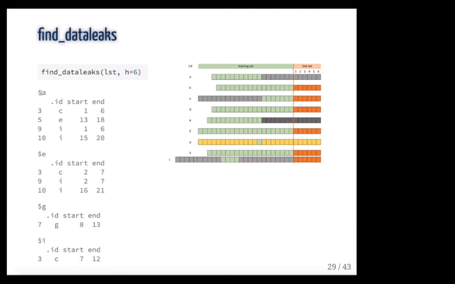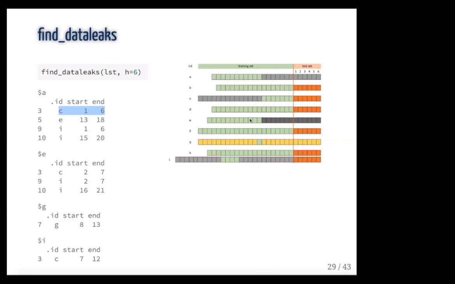Here is the output. The output says the last part of the training period of series A perfectly correlates with the observations from 1 to 6 in series C. That's here, this one with the observations here.